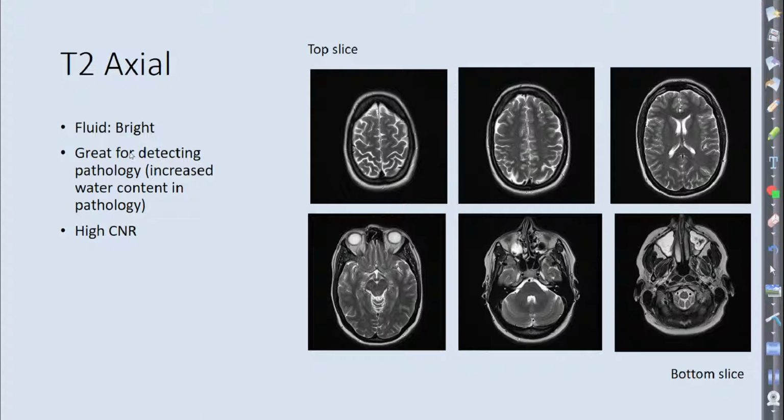So T2s, are they great for seeing pathology or anatomy? Pathology, because a lot of tumors and different things are water-based. There's a lot of water content within a lot of pathology. So that's going to appear bright on our T2 images, and that gives us very high contrast to noise. So T2: high signal for water, high contrast to noise ratio, and they're great at detecting pathology.